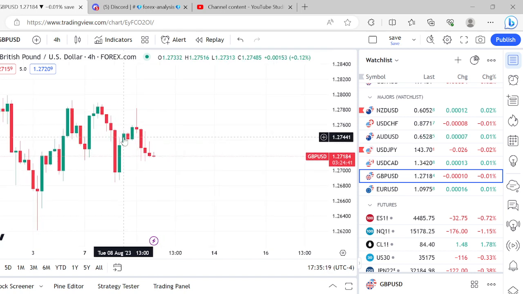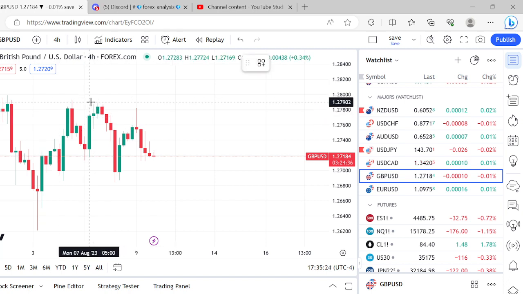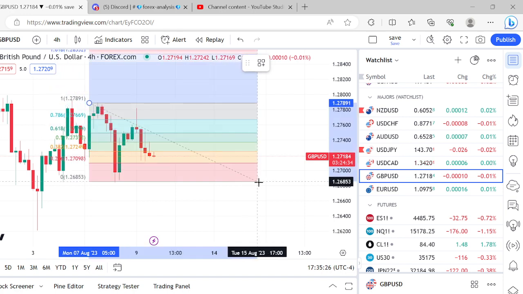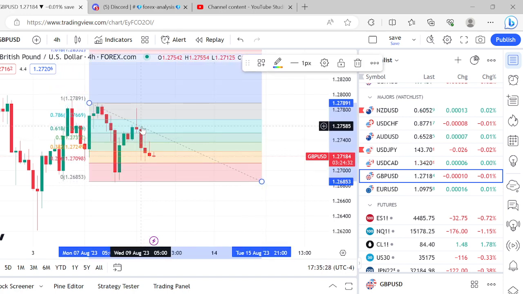So we pushed up, we tested that higher time frame bearish order block. We also pushed up into a premium marketplace. So we take our Fibonacci from that high to that low. See how we pushed up above 50% equilibrium within that price range? That means it's an expensive marketplace. It's a premium marketplace within that 4-hour price range.